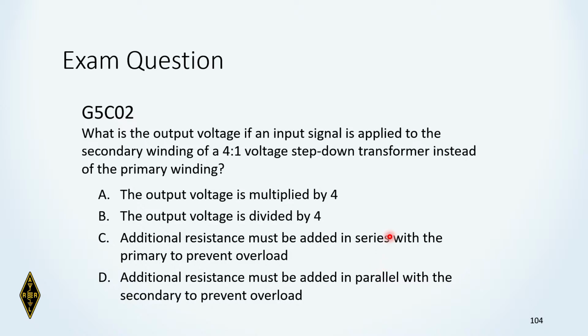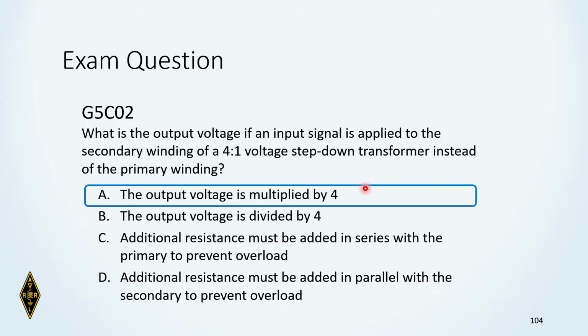What is the output voltage if an input signal is applied to the secondary winding of a 4 to 1 voltage step down instead of the primary winding? In other words, we're going to hook it up backwards. So it's Alpha. Yep, it's a step down, so it's going to step it up by 4.